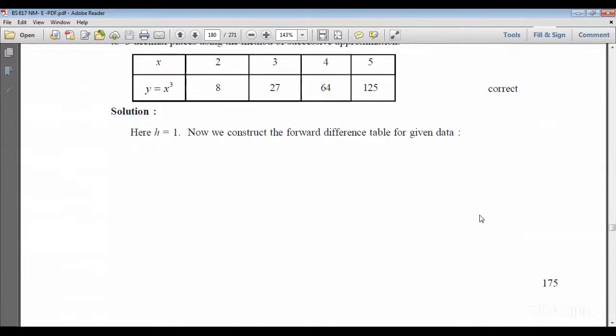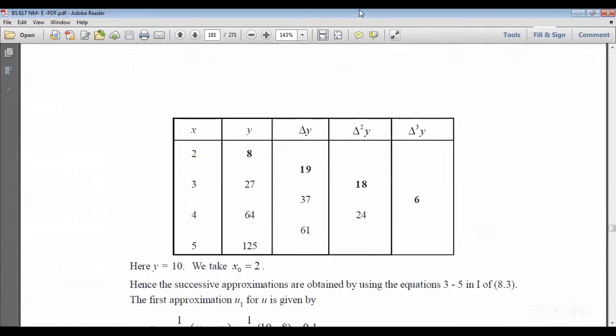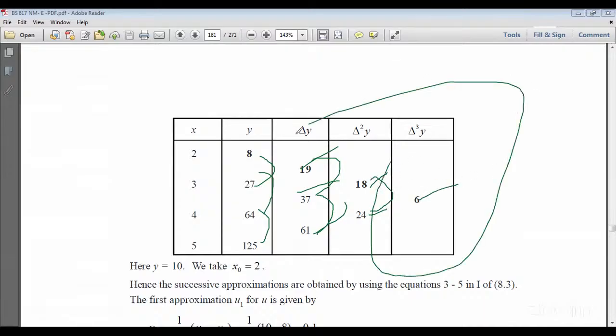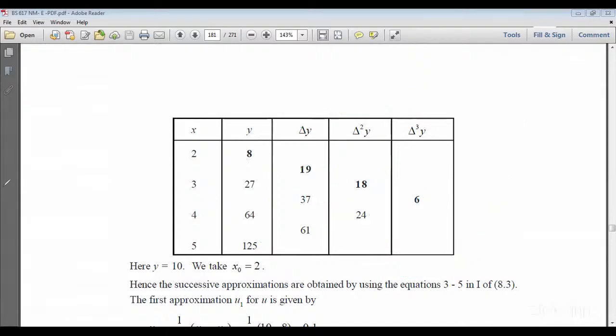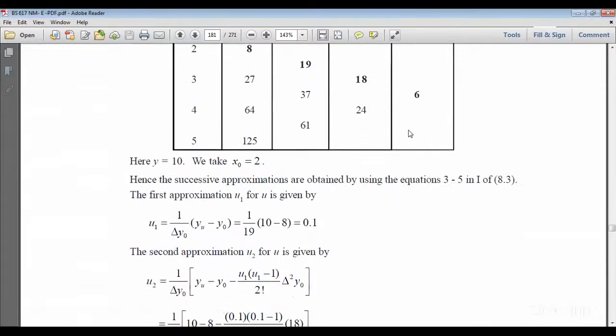Now construct the forward difference table for the data. In the forward difference table, we are taking x as 2, 3, 4, 5 and y as 8, 27, 64, 125. The first differences are 27 minus 8 is 19, 64 minus 27 is 37, 125 minus 64 is 61. The second differences are 37 minus 19 is 18, 61 minus 37 is 24. The third difference is 24 minus 18, 6. Those are the values we are taking here. So y is equal to 10, we take x naught is equal to 2, hence the successive approximations are obtained by using equations 3 to 5 in 8.3.